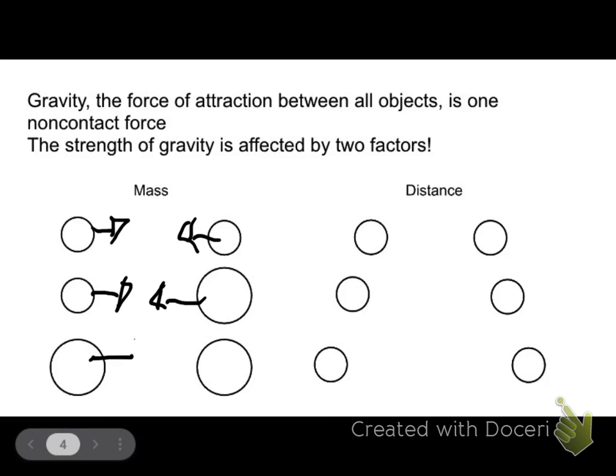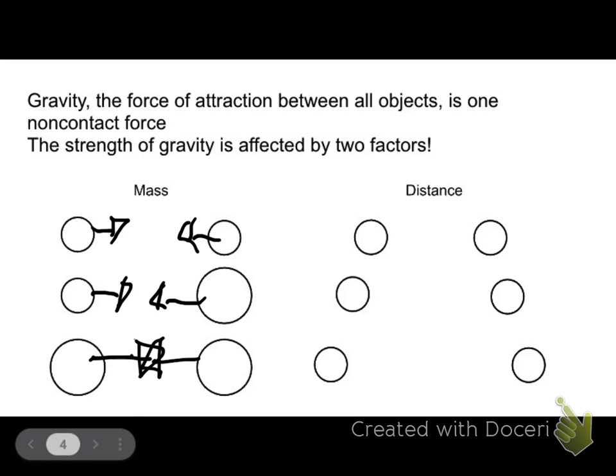As you continue to increase mass, you will see more force between the two objects. So to summarize, greater mass equals more gravity. You could write that underneath. The greater the mass is, the stronger gravity is.